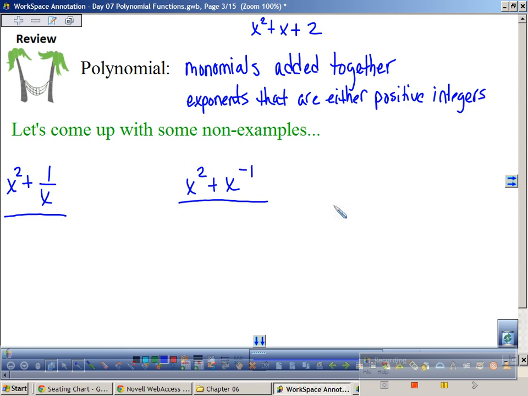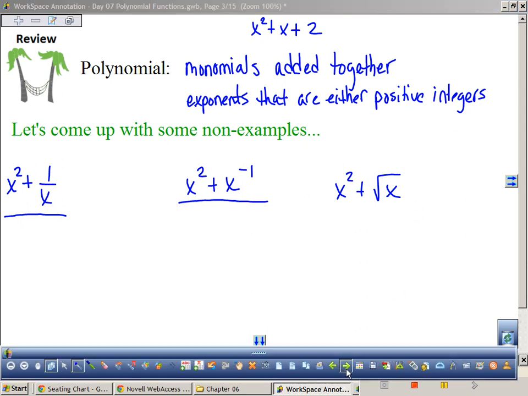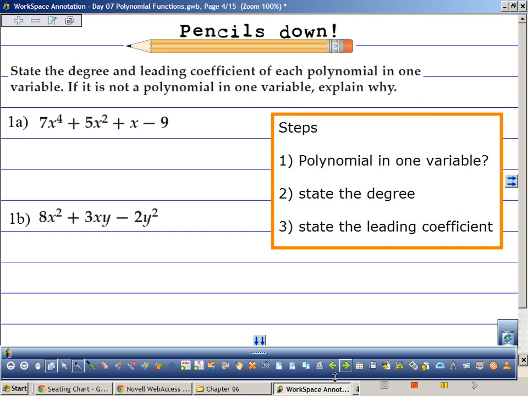There was one more example that we talked about. Something like this. Right? Because that's x to the 1/2. Is 1/2 an integer? No. There's 3 solid examples or non-examples of what isn't a polynomial. All right, that being said, pencils down. Let me get through these 3.